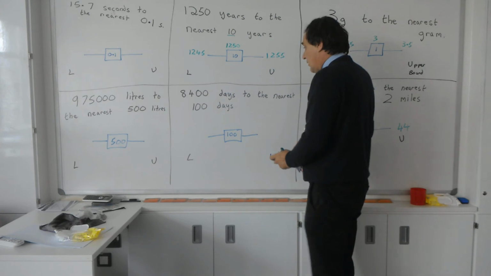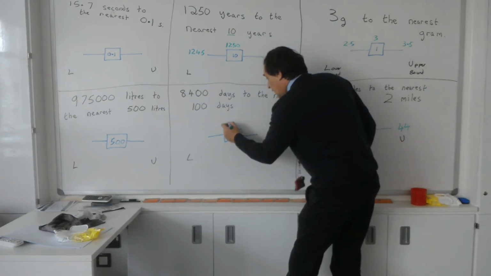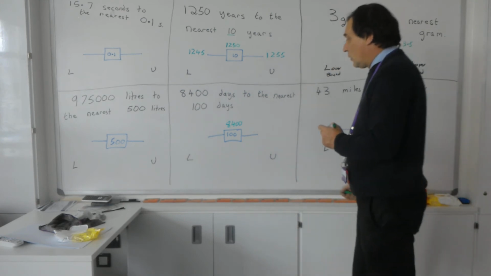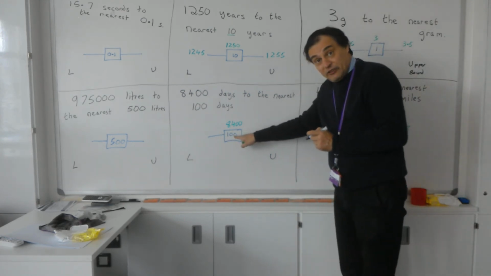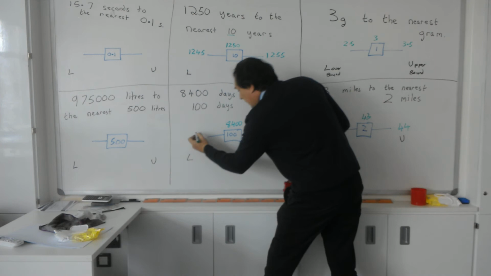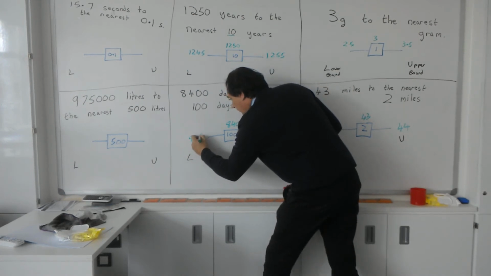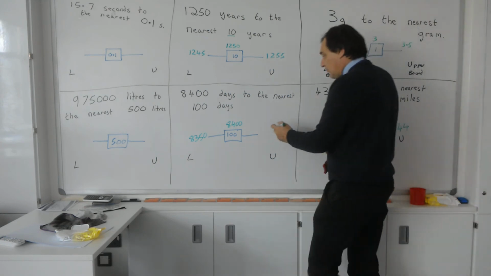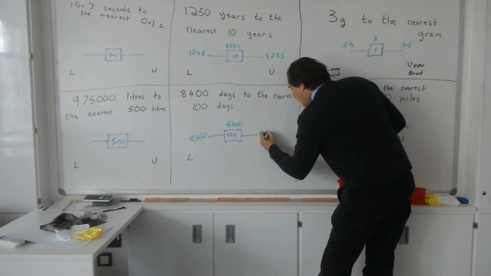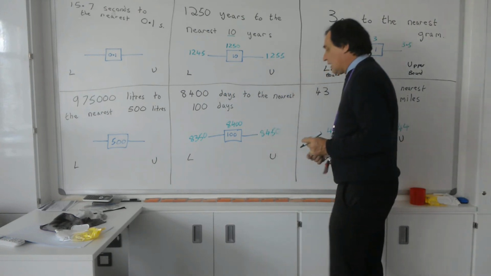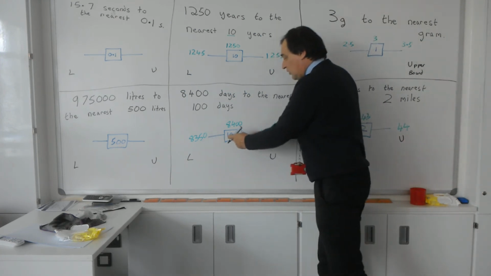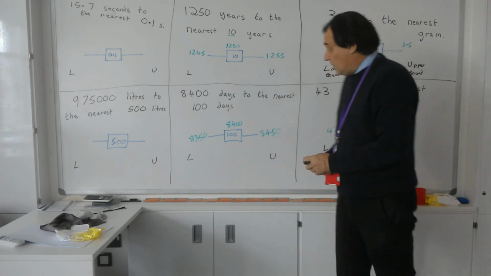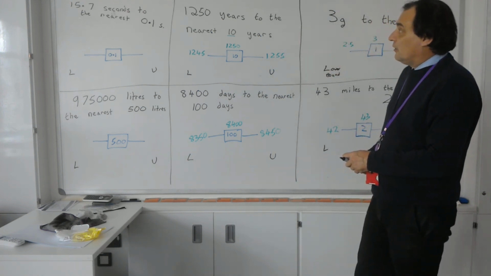8,400 days to the nearest 100 days. So 8400 here. We're going to go 50 down, so 50 is the half of the 100. So 8350 is the lower bound. And then for the upper bound, add 50, 8450. Again, check: the difference between the two numbers is the 100. So lower bound 8350, upper bound 8450.